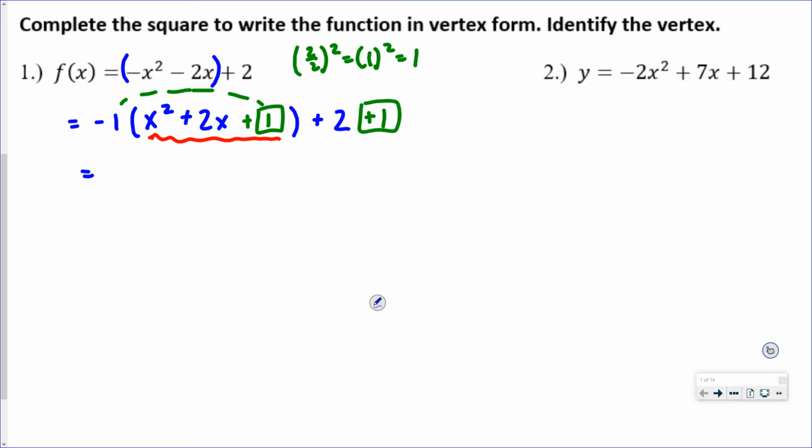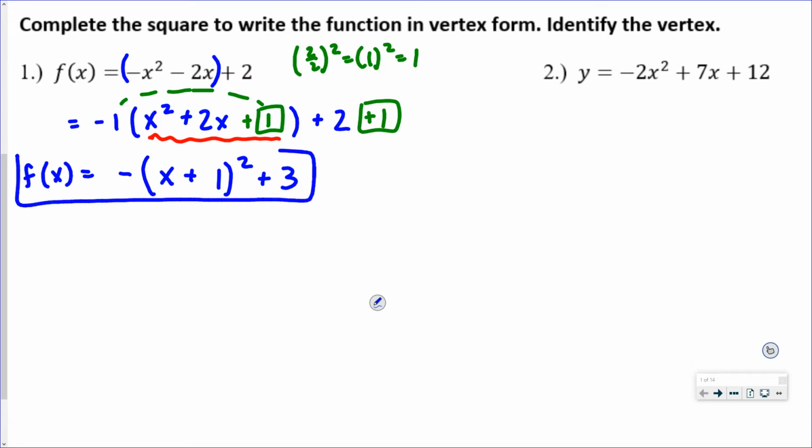So now this factors into x plus 1 squared. All right, I have a -1 out front. I'd probably just write it like that. And then I have a +3. Okay, there's vertex form. So what would my vertex be? -1, 3. Perfect. -1, 3.